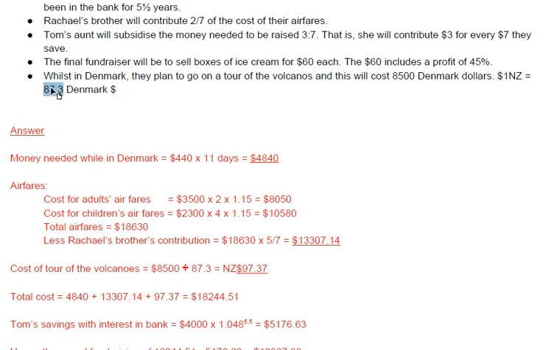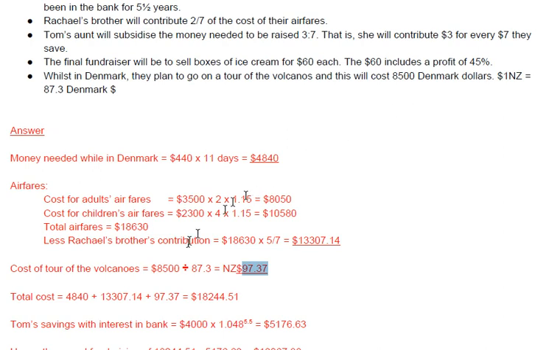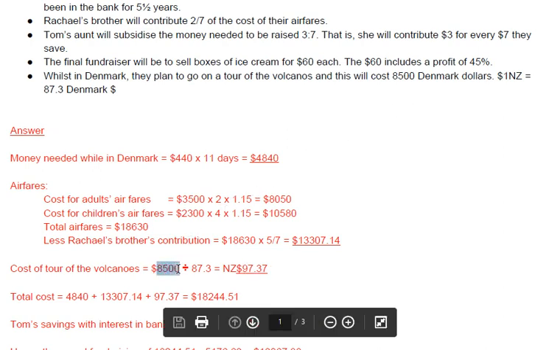But do we multiply by 87.3 or do we divide by it? Well, the best way is to try out either way and see whether it actually makes sense. Just take a guess. If we look at dividing here, we divide the 8,500 by 87.3, we get 97.37. Now let's check whether that makes sense. We had a lot of Denmark dollars, 8,500. Now we've got less than 100 New Zealand dollars.